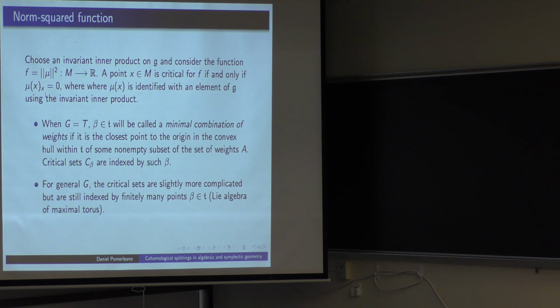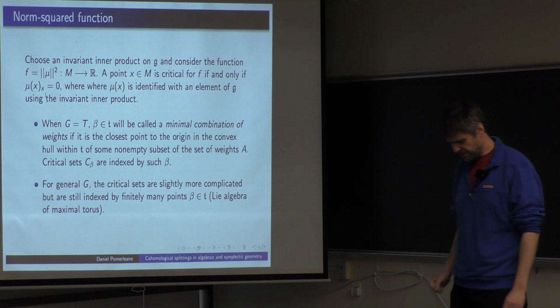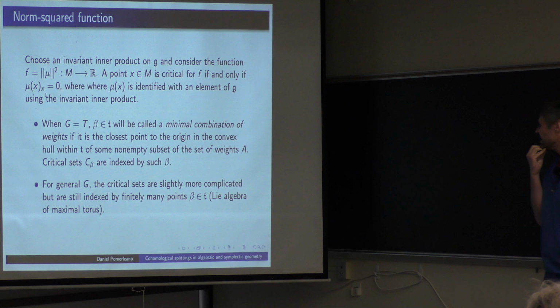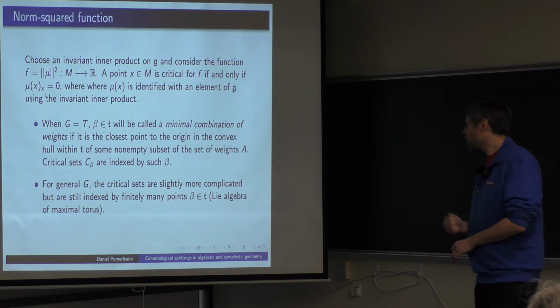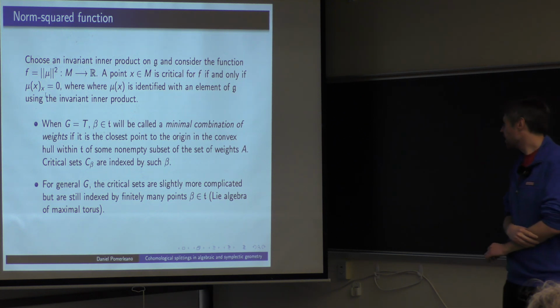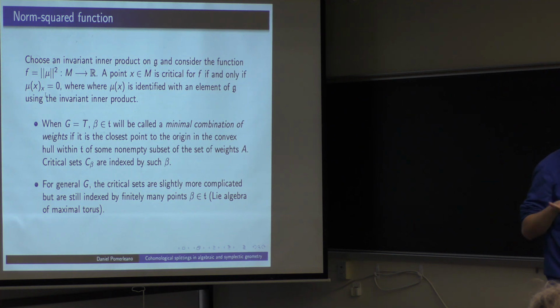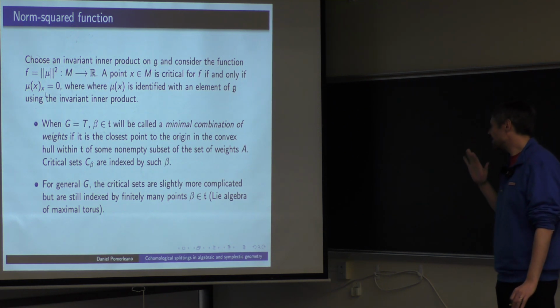To get the surjectivity result, you're looking at a slightly different Morse-type function. You choose an invariant inner product on your Lie algebra, invariant under the adjoint action, and you look at the norm squared as a function to R. Then you can figure out what it means to be critical in that case. But the critical sets are a little more delicate to describe.